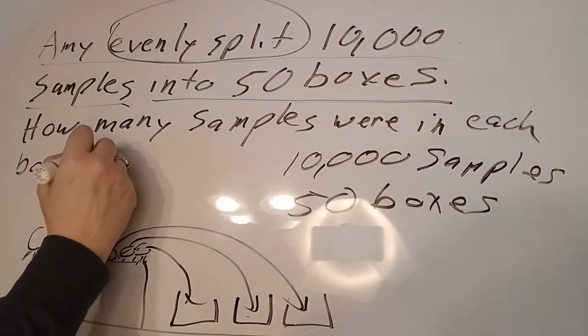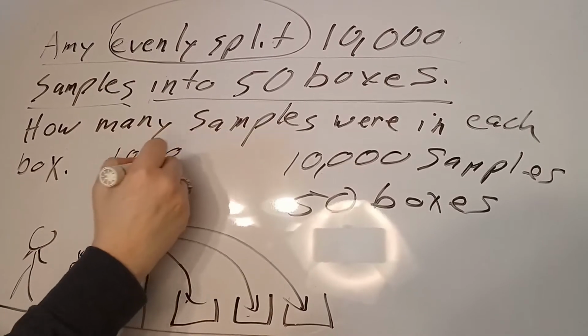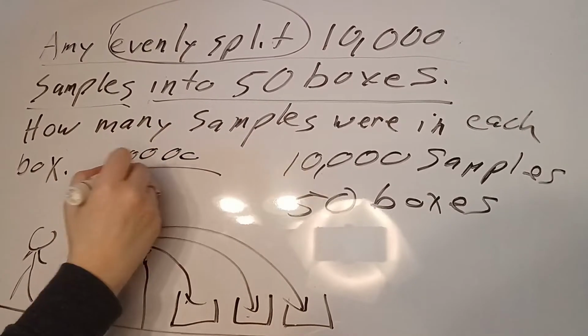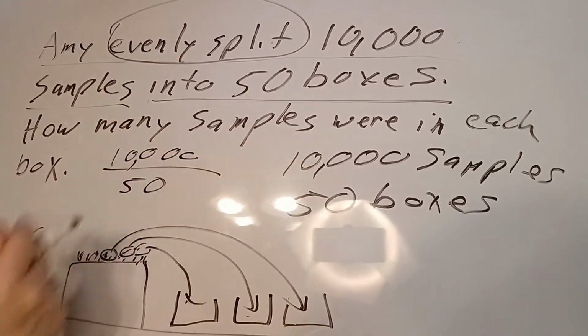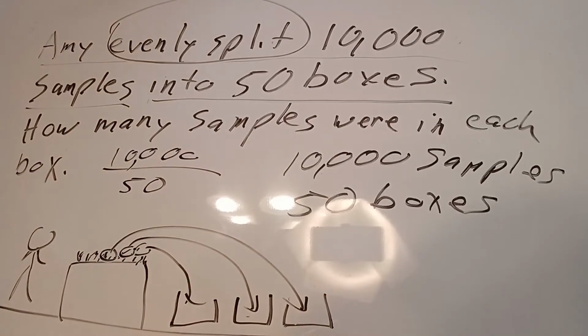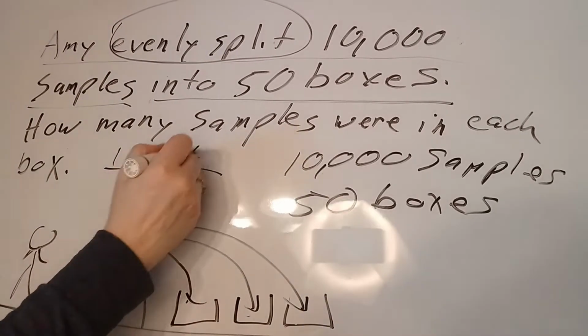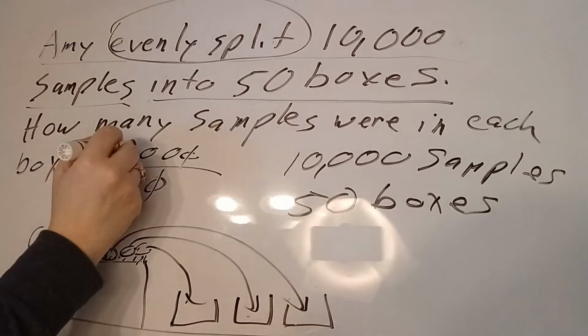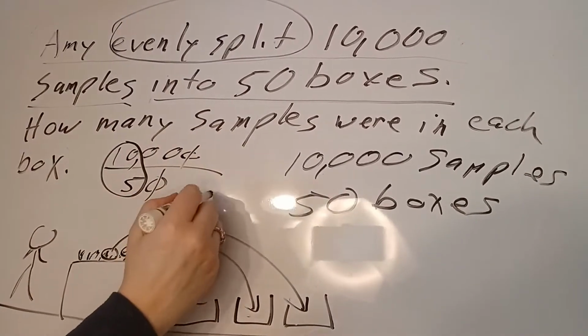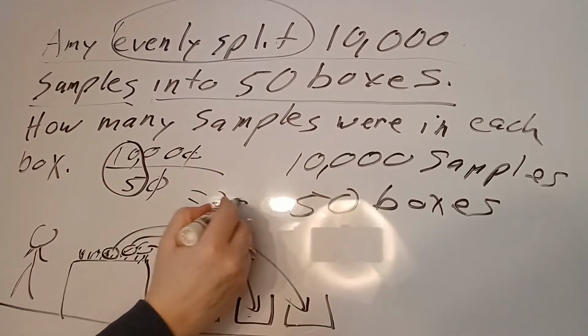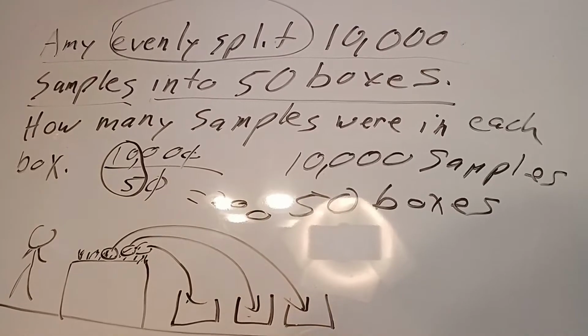So we have 10,000 divided by 50. All right, we'll kill off a 0 each and then say, hey, 10 divided by 5 is 2. And then we have 2 zeros left over. So we have 200 boxes.